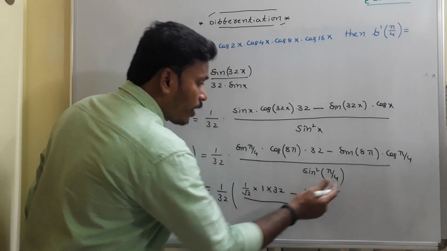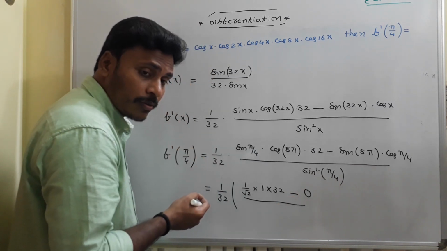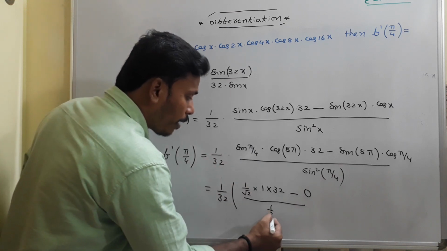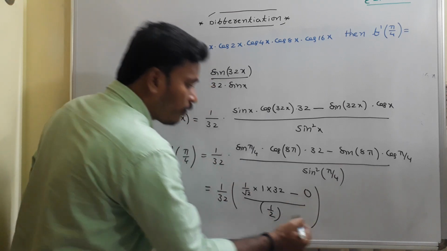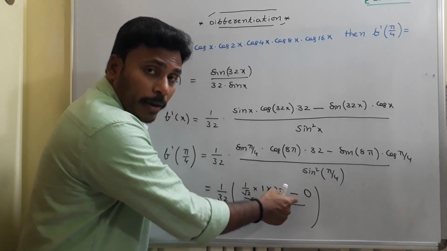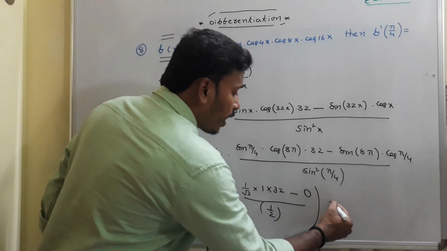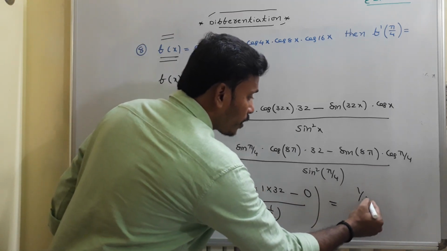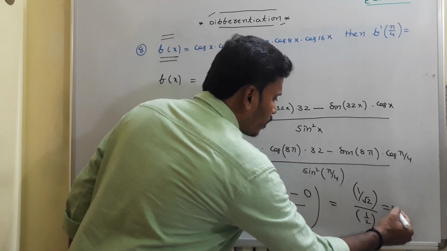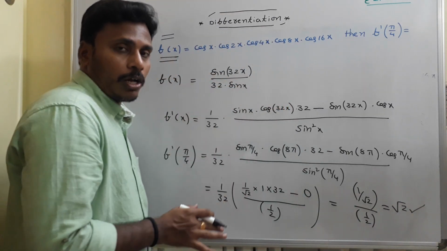Divided by sin square pi by 4. So sin pi by 4 is 1 by root 2. Sin square pi by 4 is 1 by 2. So finally this part we have. And in the numerator, 1 by root 2 into 32 minus 0. So neglect that 0. This 32 and 32 also get cancelled. So finally we have 1 by root 2 divided by 1 by 2, and on further simplification, that is root 2. So root 2 is the final answer.